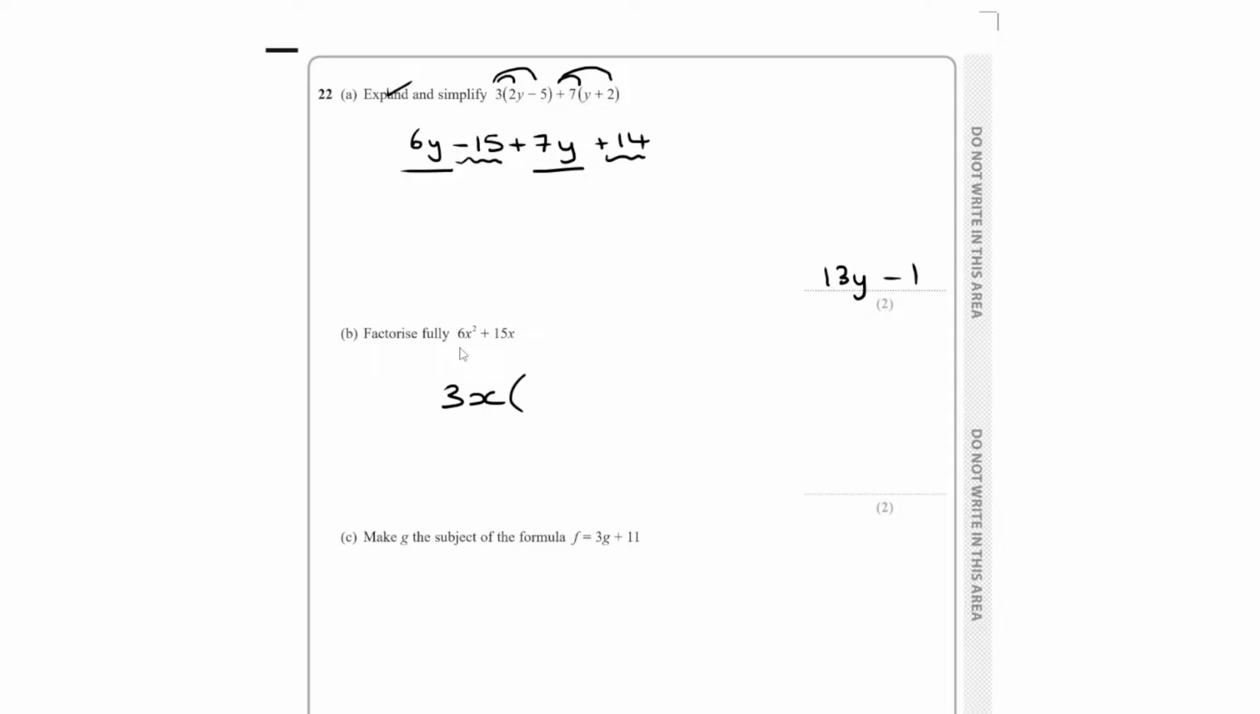They both have an x in common. So how do I go back from 3x to 6x squared? Multiply by 2 to get the 6, multiply by another x to get x squared. How do I go from 3x to 15? Well, I'm just missing 5, aren't I? I've already got the x. So that would be your answer, 3x, and then brackets 2x plus 5.